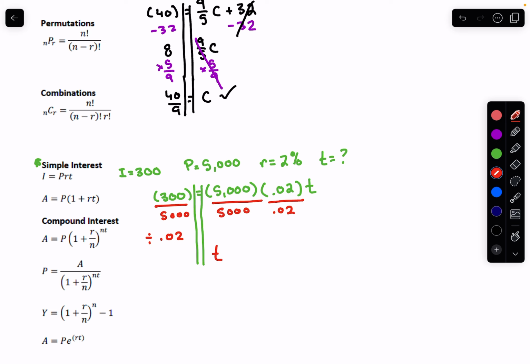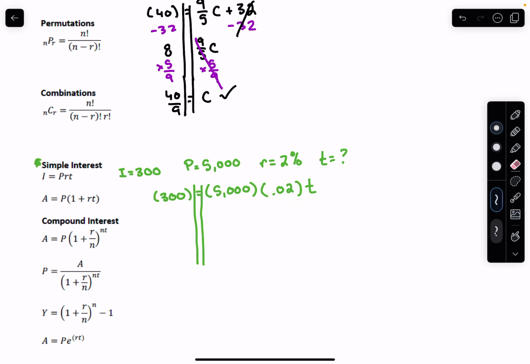Okay. If you wanted to make the algebra a little bit easier, we could clean up the right side before we did all the division. 5,000 times 0.02. This part right here, I can put in my calculator, and I end up with, let's see, 2% of 5,000 is going to be 100. That sounds right. So I've got 100T equals 300.